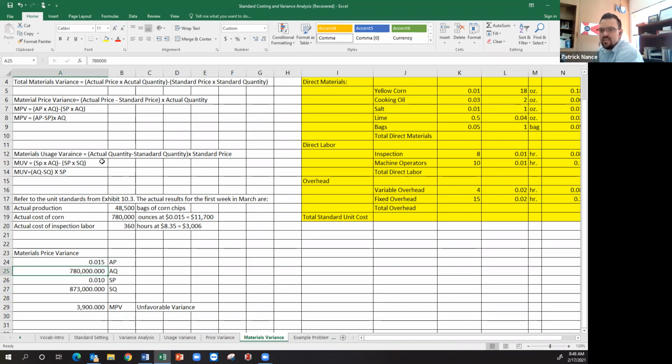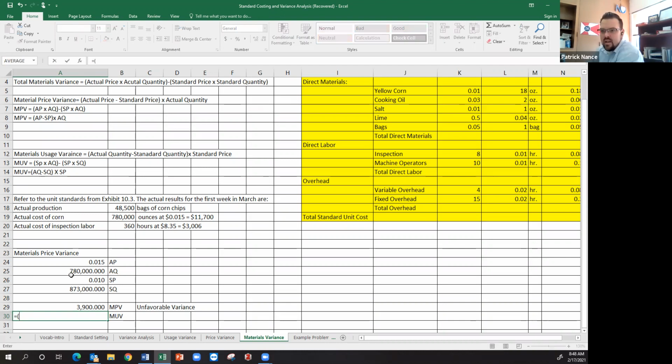Materials usage variance is my actual quantity minus my standard quantity times my standard price. That breaks down to standard price times actual quantity minus standard price times standard quantity, and again I can factor this to just do AQ minus SQ times the standard price. So this is whether I used more than I thought I should use or not. I'm going to plug this in again. I've already got my four variables, so my materials usage variance looks like this.